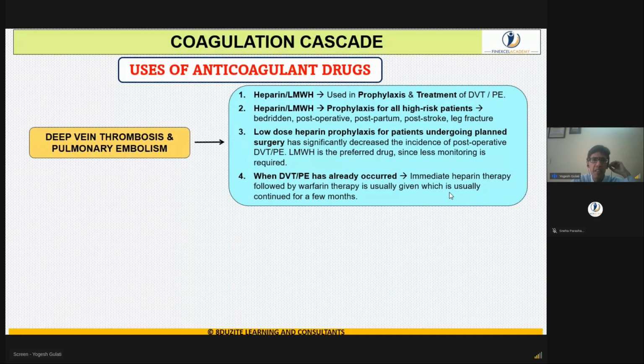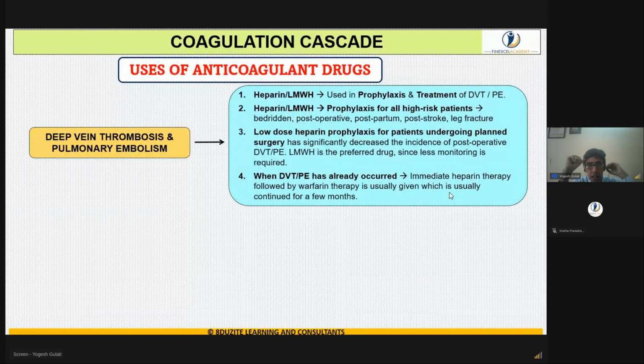So as a prophylaxis, start giving low molecular weight heparin. In high risk patients such as bedridden, post-operative, after operation, postpartum, after childbirth, post-stroke, after stroke happens, there is paralysis, so the person cannot move. After a leg fracture also the person cannot move. So in these high risk patients, we have to give heparin and low molecular weight heparin to prevent the formation of thrombosis and pulmonary embolism, because these two are grave complications.